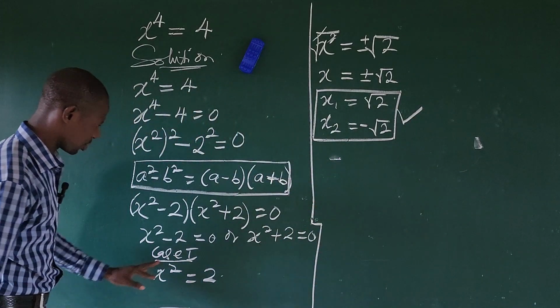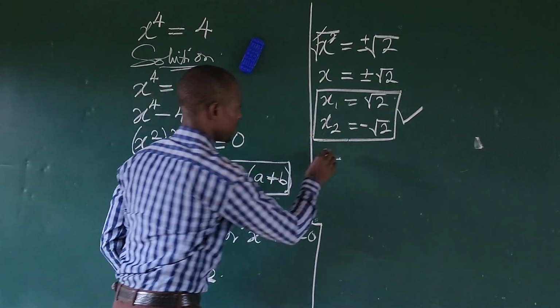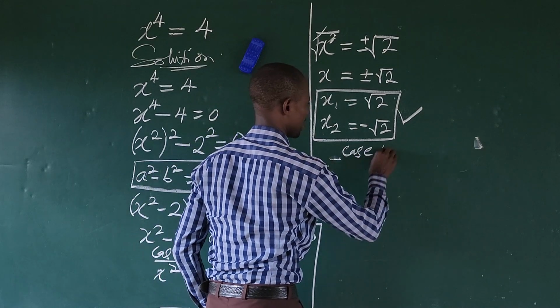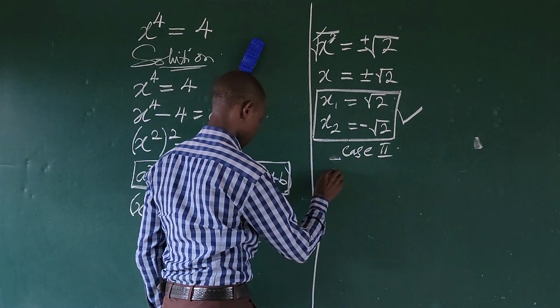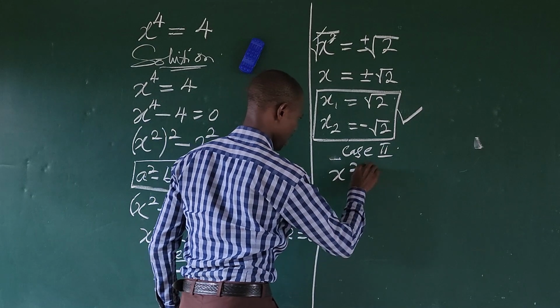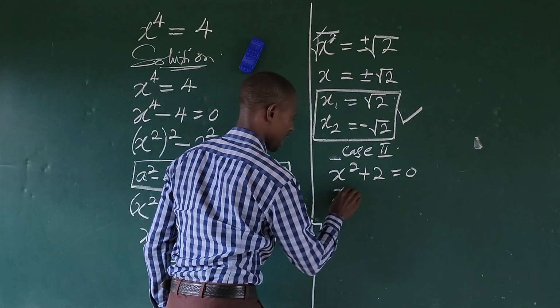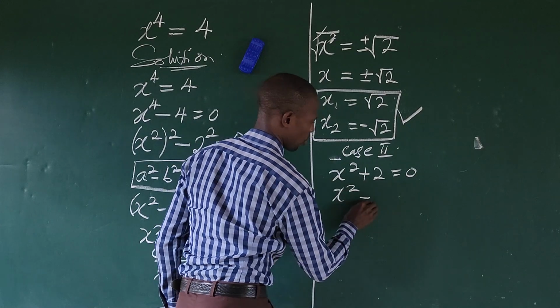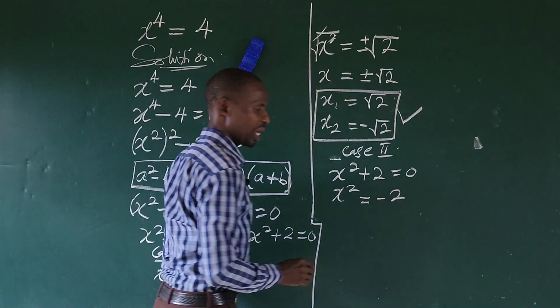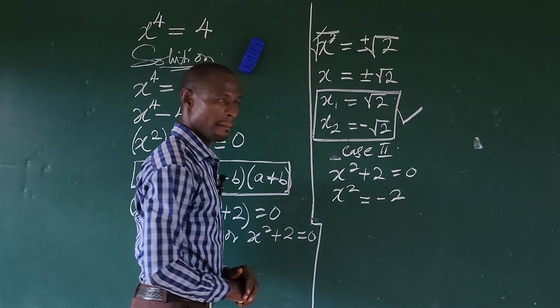Now we take our case 2. This is our case 2. So from here we have case 2. So we have x squared plus 2. This is equal to 0. Send this to this side. So we have x squared then equal to minus 2. Again, we take the square root of both sides.